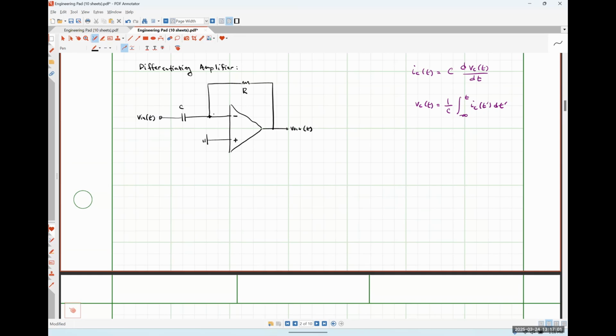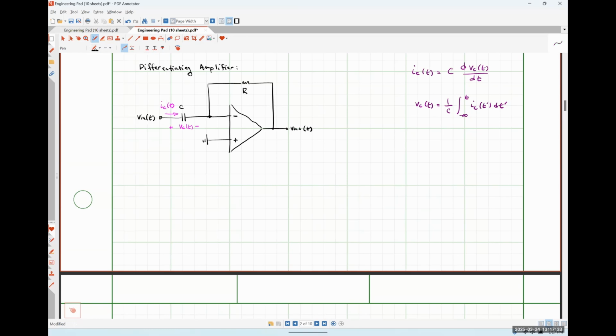Before we get into our analysis, I am explicitly going to say that the voltage drop across my capacitor, Vc of t, is going to have positive polarity on the left, and the current flowing through my capacitor, Ic of t, is flowing into the positive polarity terminal. Okay.